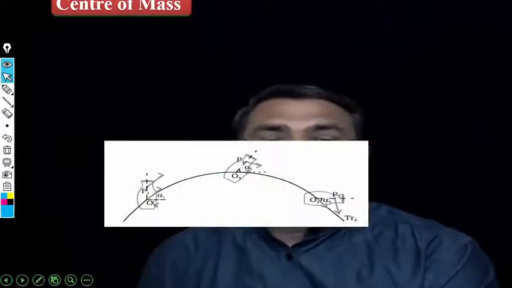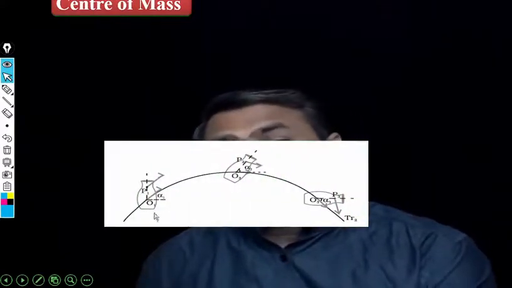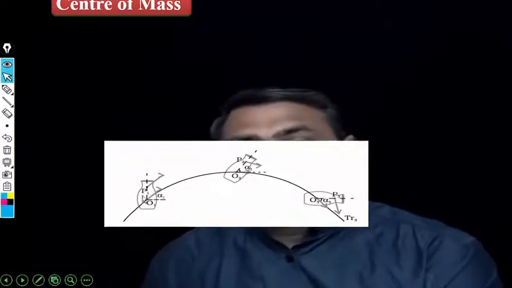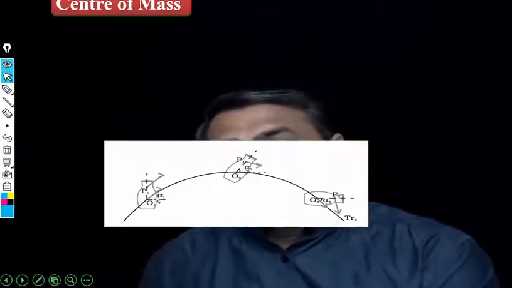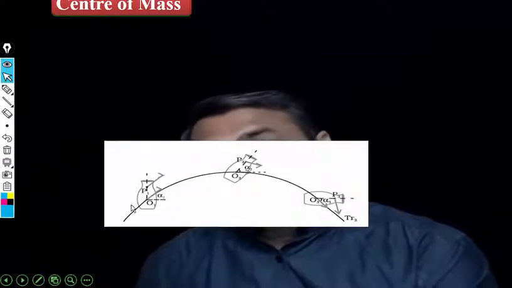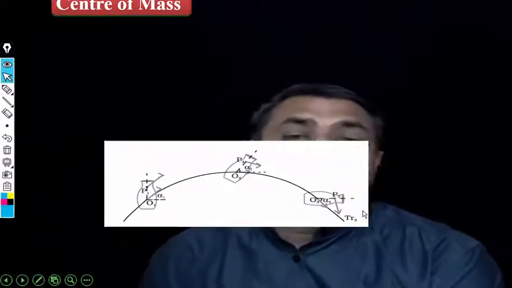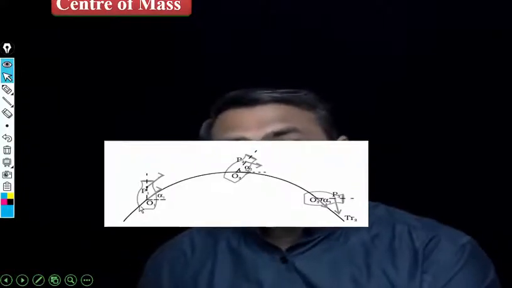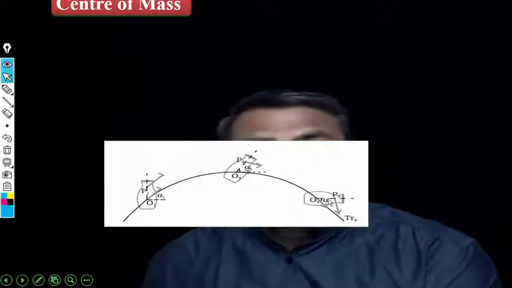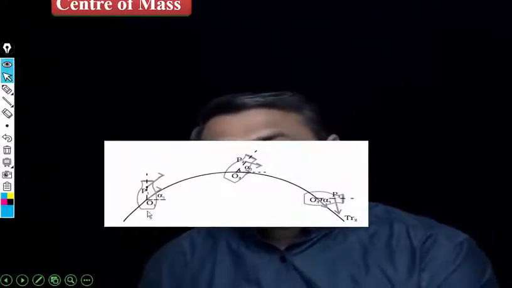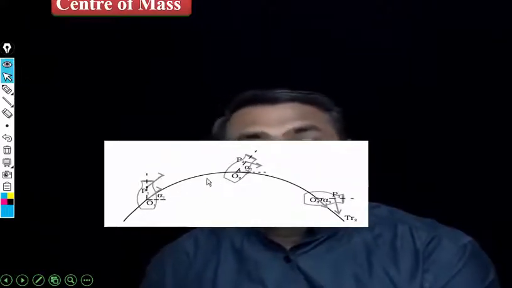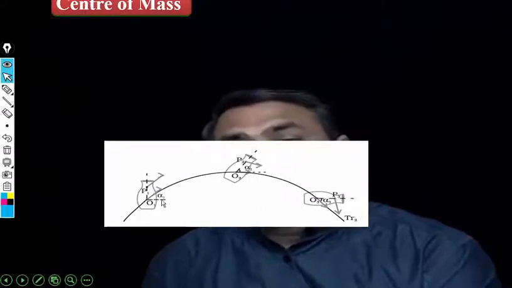So now consider this figure. Here you can see complicated motion. This object revolves about a center, and its motion is translational as well as rotational. But at a particular point, at this point, you can see there is only translational motion. There is no rotational motion.